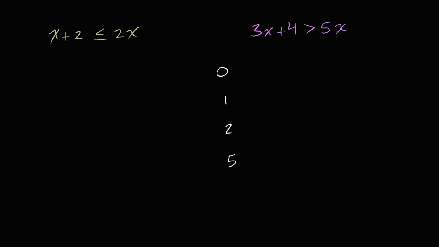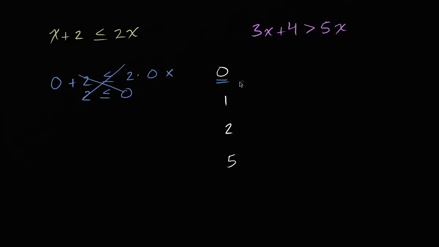So if we try out 0 on this inequality right over here, let's substitute x with 0. So we'll have 0 plus 2 needs to be less than or equal to 2 times 0. Is that true? Well, on the left-hand side, this is 2 needs to be less than or equal to 0. Is 2 less than or equal to 0? No, 2 is larger than 0. So this is not going to be true. So this does not satisfy the left-hand side inequality.